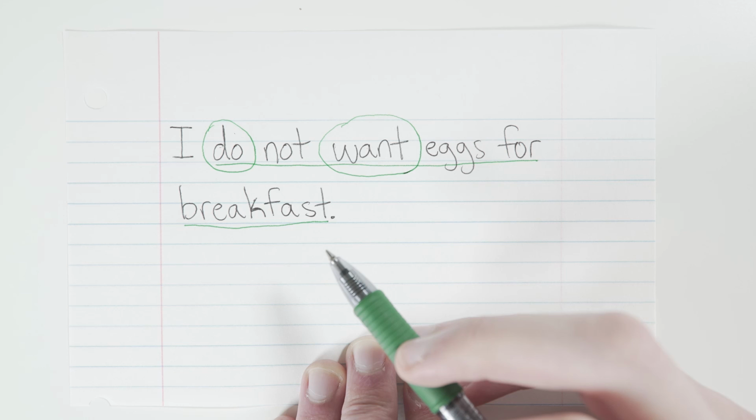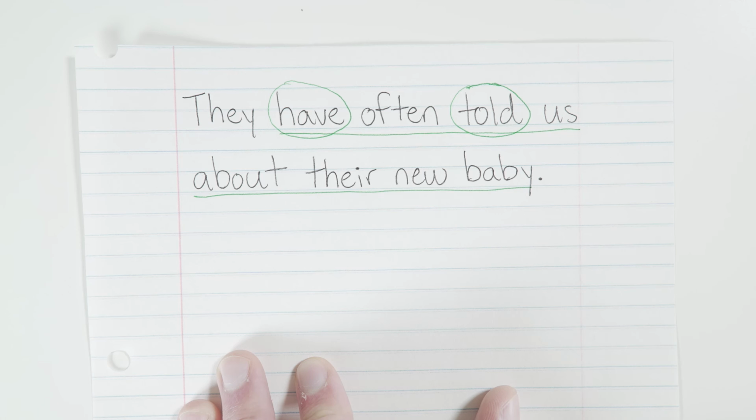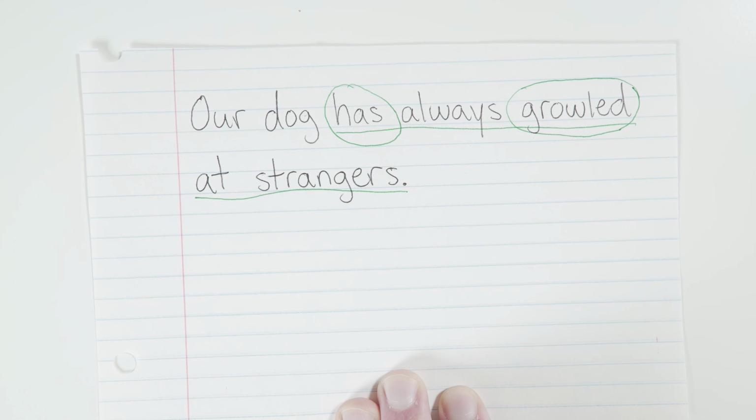And the more you read and the more you see complex, kind of trickier sentences like this, you're going to see these split simple predicates a lot more. Like, we have recently traveled to Africa, or they have often told us about their new baby, or our dog has always growled at strangers. Okay, so just keep that in mind that sometimes you're going to have simple predicates that are split around these modifying words.